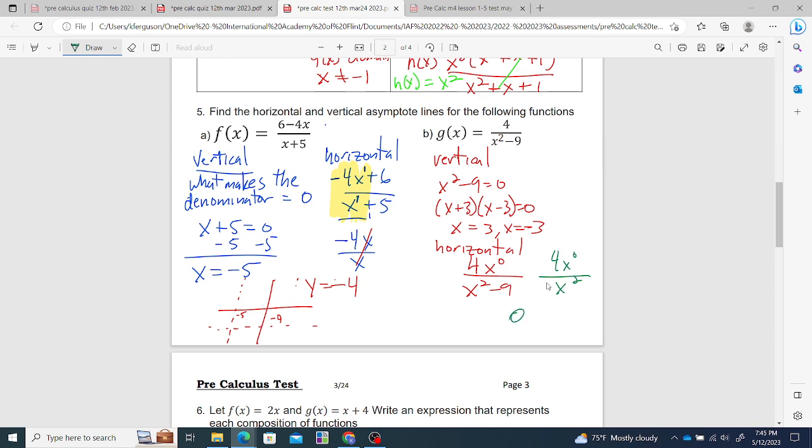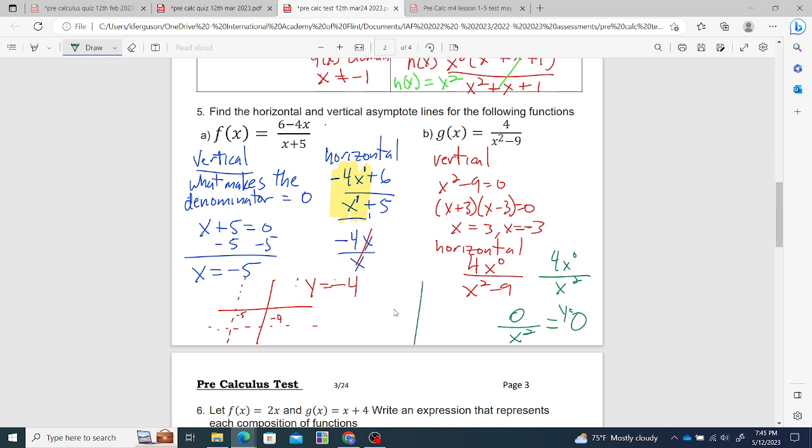Because I'm looking at my exponents, x to the 1 isn't really there. So because I have no exponents other than 0, I can't really cancel that off. So this is going to be 0 over x squared. So my horizontal asymptote is 0, or y equals 0.